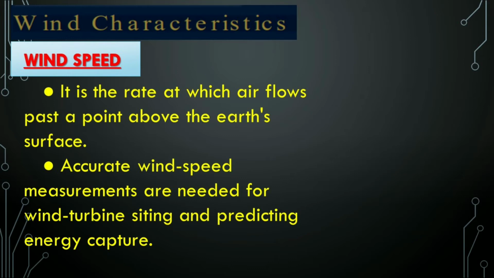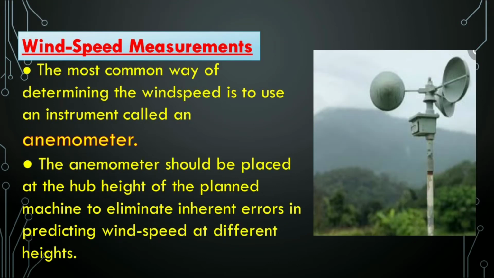It is crucial to have detailed knowledge on the specific site for wind characteristics. Accurate wind speed measurements are needed for wind turbine siting and predicting energy capture. The next is wind speed measurements. The most common way of determining the wind speed is to use an instrument called an anemometer.